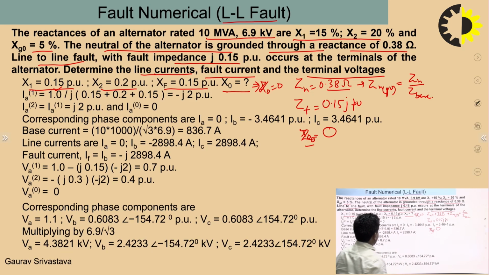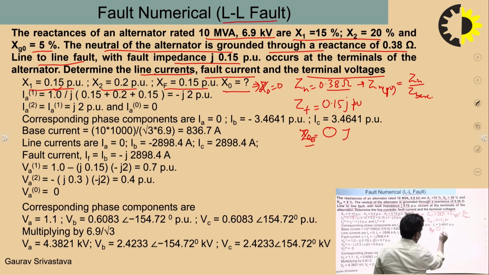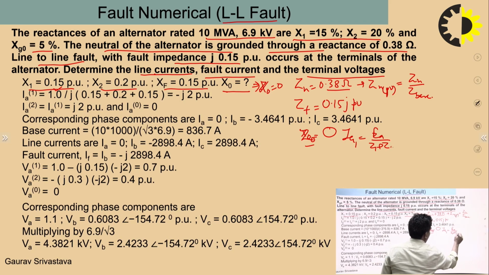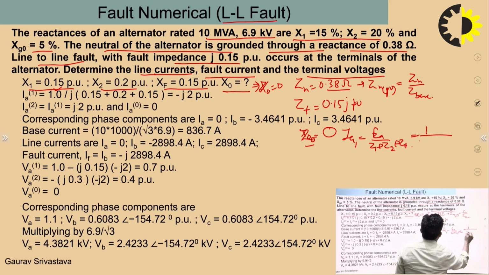Then we calculate Ia1. The formula is Ia1 is equal to Ea by (Z1 plus Z2 plus ZF), including the fault impedance ZF. Clear? So right now that is 1 divided by (0.15 plus 0.2 plus fault impedance 0.5). That is 0.35 plus 0.5, which is minus j2 per unit.